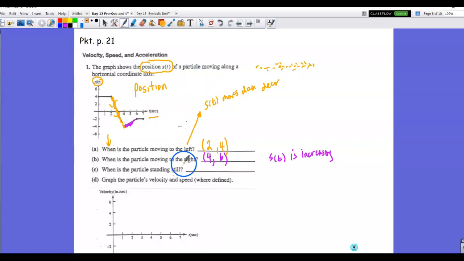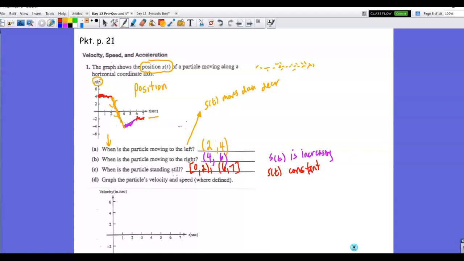When is the particle standing still? In other words, when is s of t constant? This is what I'm thinking about and trying to figure out when I'm looking at the graph. So the position is constant from 0 to 2 and from 6 to 7. On the endpoint of 0, I'm going to close it or bracket it. So 0 to 2, open. And then again from 6 to 7, and I'm going to close or bracket the endpoint at 7. That's the time at which the particle is standing still, no movement.